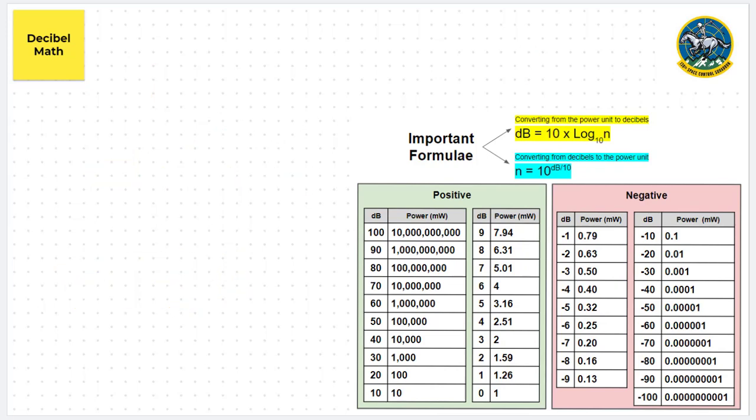All right, let's look at another example. For this one, let's go with 25 dB, converting into milliwatts. Again, I'm going to split that right down the middle. I'm going to first convert this number here into milliwatts. If I come over and find 5, you'll see that 5 is equal to 3.16. So I've got 3.16.